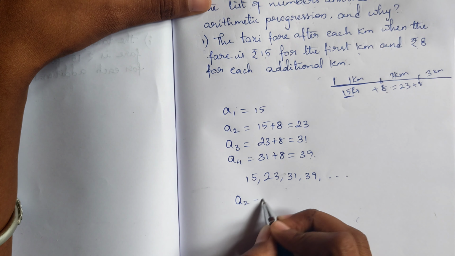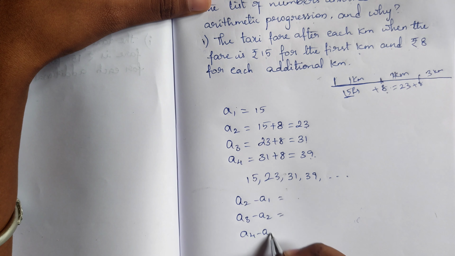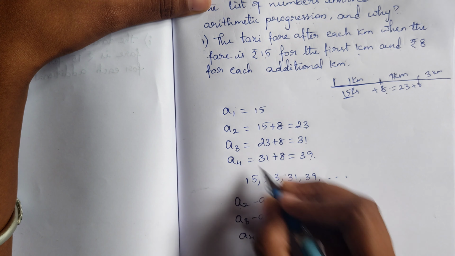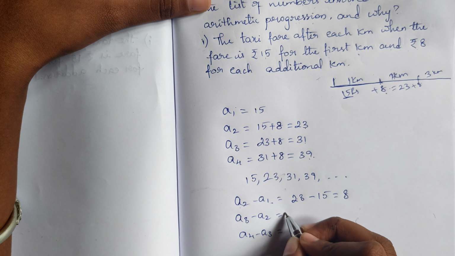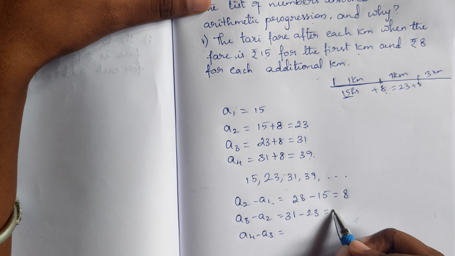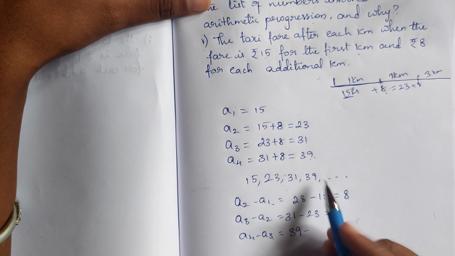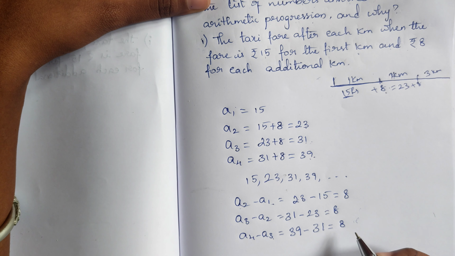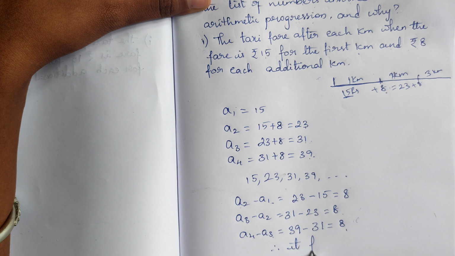How to find? We have to find A2 minus A1, then A3 minus A2, after that A4 minus A3. A2 is 23 minus A1 which is 15: 23 minus 15 is 8. Next, A3 minus A2: 31 minus 23 is also 8. Then A4 minus A3: 39 minus 31 is also 8. So all the common differences are the same here. Therefore, it forms an AP. That's all.